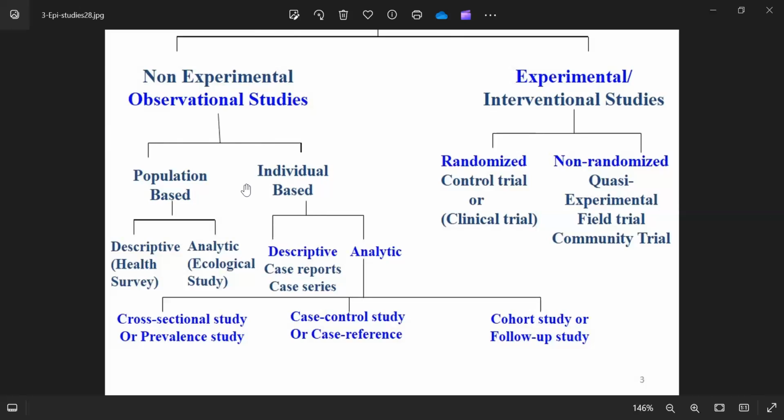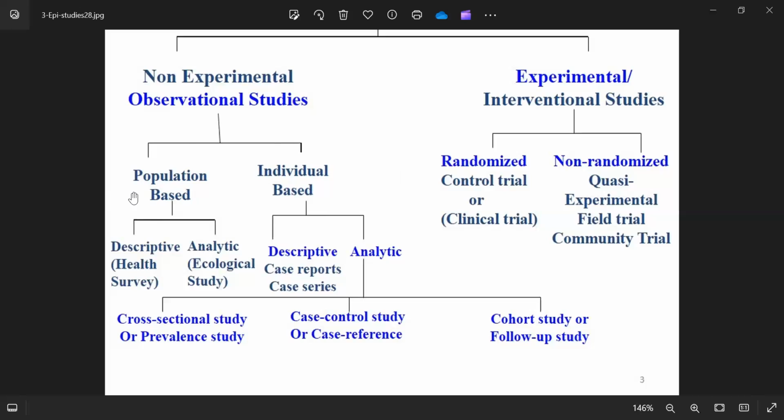Then under observational studies, where your duty is just to observe how the phenomenon is occurring, we have another two broad categories. The population-based, where the unit of analysis is the population and the study is not of an individual. The other arm is individual-based, which studies individuals as the unit of analysis, whereas this one talks about population as the unit of analysis.